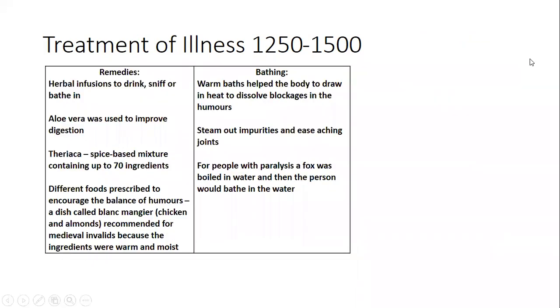You've then also got remedies, so humoral drinks, humoral infusions, to drink, sniff, or bathe in. Aloe vera was very popular. The main remedy was called the theriaca, which was a mixture of 70 ingredients, which was the most popular mixture from apothecaries. And you might even be told to eat different foods. So a very popular dish called blanc manger was recommended because the ingredients were warm and moist.